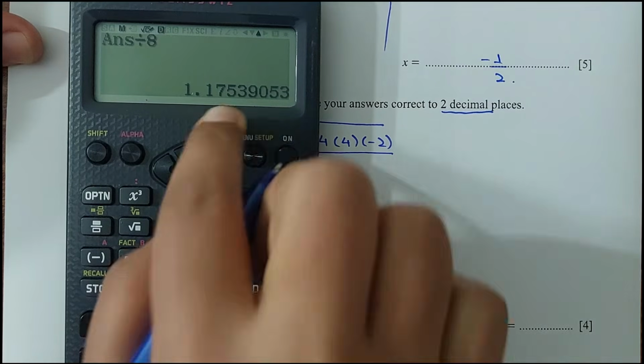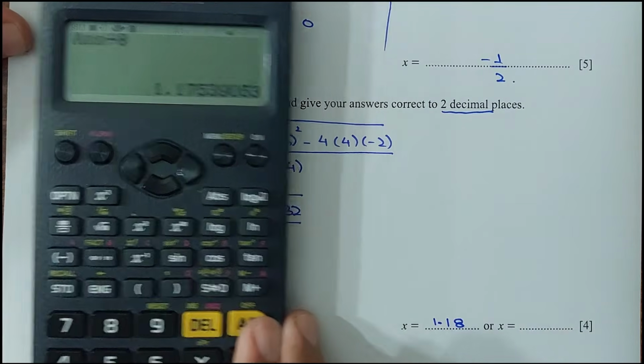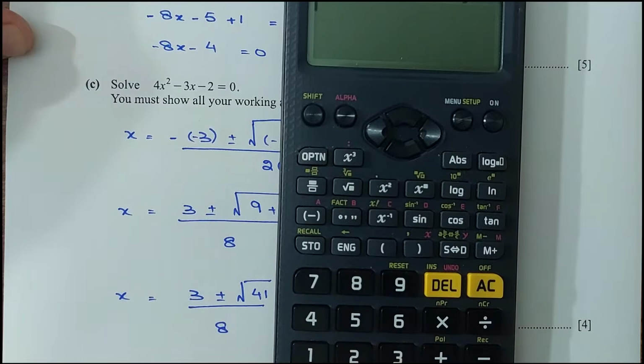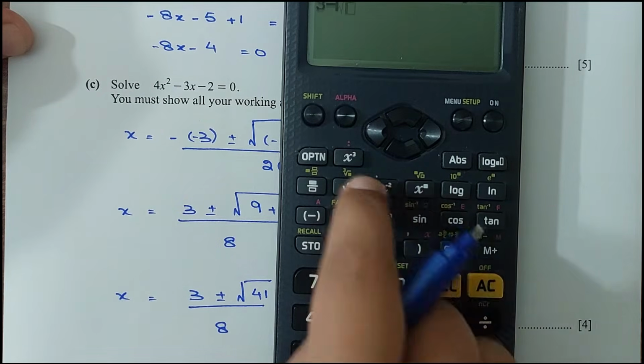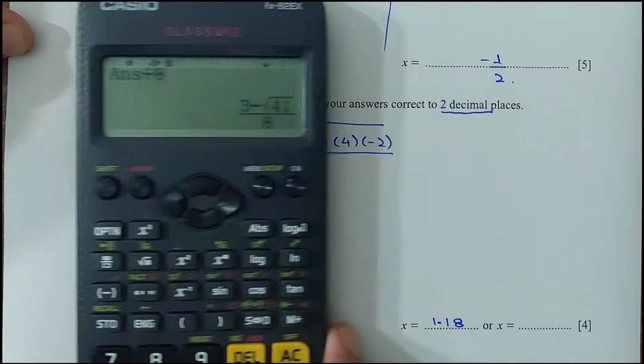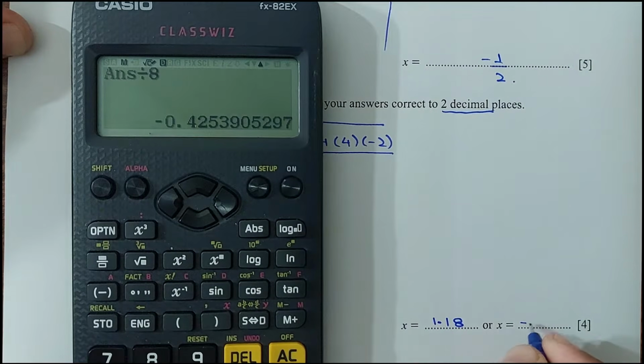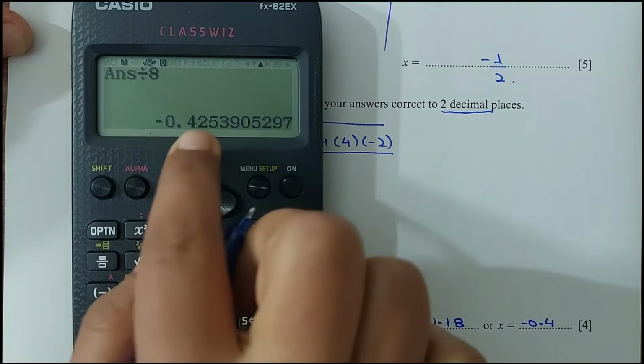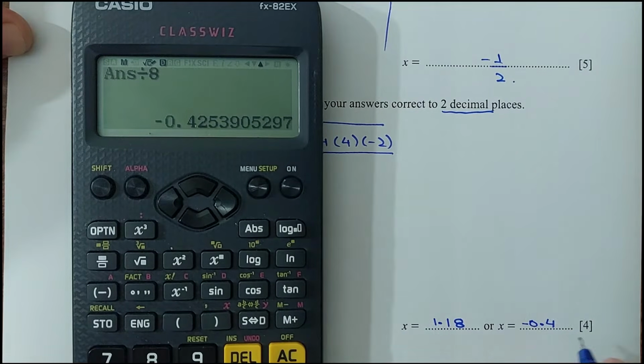1.18. If I round it up to 2 decimal places, we have to round it, right? And we have 3 minus square root of 41 and then divided by 8. This is negative 0.42, rounded to 3, negative 0.43, right?